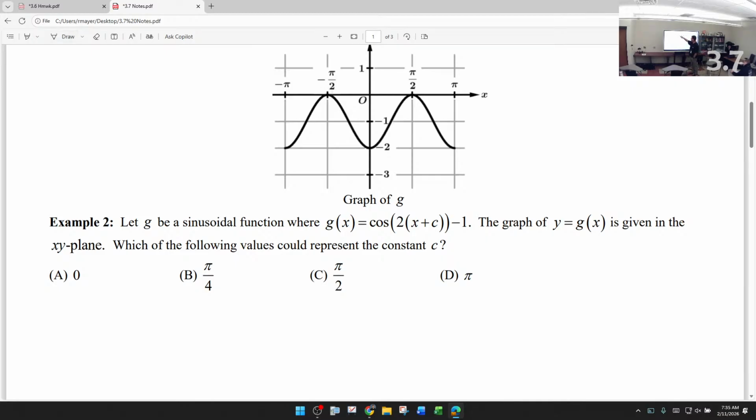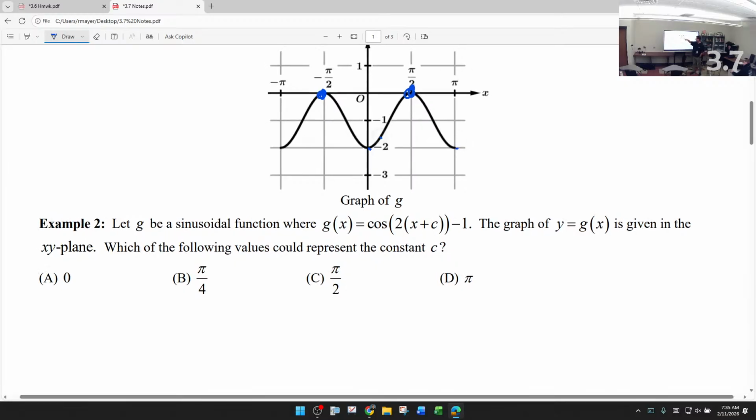Here's a max, and there's a max. Both of those are maxes. That's the period, right? I could have started right here and went to right here to see the period. The period is pi. You should have known the period is pi because this is 2. And remember, 2 pi over b is equal to the period. We should have known that already. That's not part of this question, but it's just something you should know.